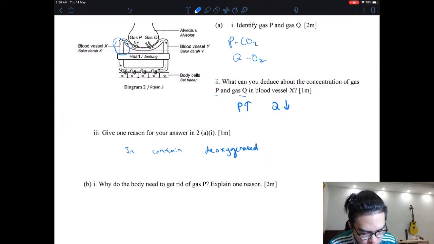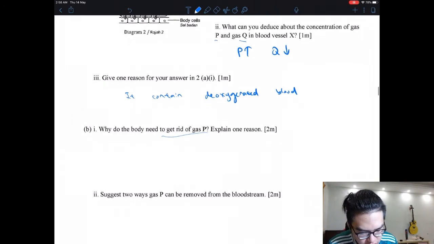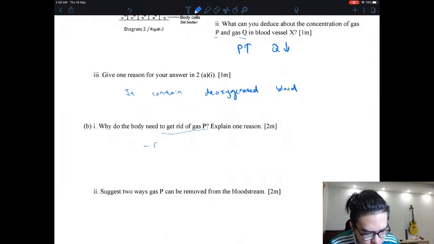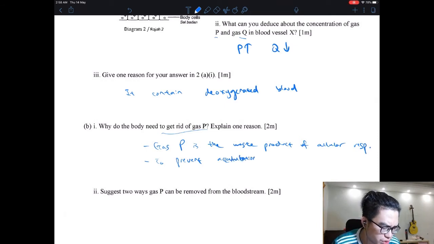Okay, why does the body need to get rid of gas P? Explain one reason. Okay, so gas P is the waste product of cellular respiration. Okay, so you can say to prevent accumulation, which you can even say reduces pH value of blood. Okay, carbon dioxide is slightly acidic. Okay, that's why it's dangerous for us.